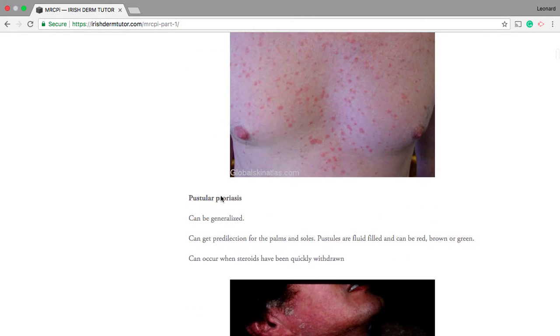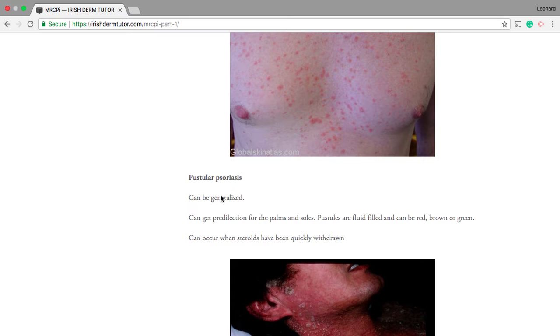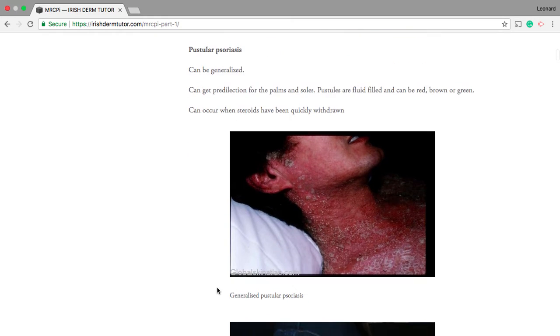Another variant of psoriasis is pustular psoriasis, and this can tend to be generalized or localized. The generalized form often occurs in a patient in whom oral steroids have been quickly withdrawn, and it can really be quite severe, as you can see in the image here. We see here an erythematous base with many pustules scattered throughout, and this patient can be very unwell. The differential diagnosis here would be a pustular drug eruption.